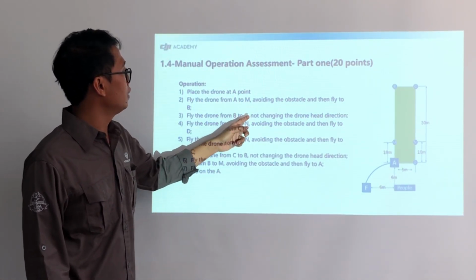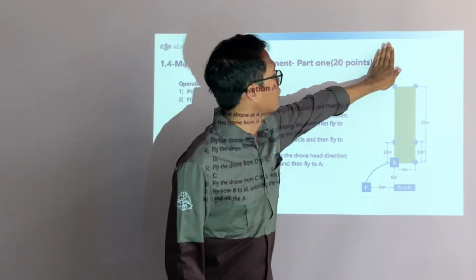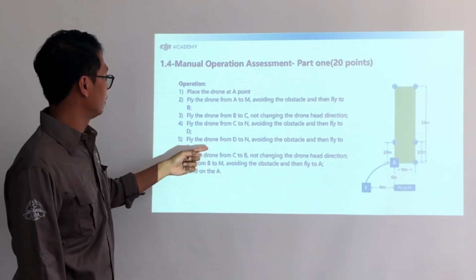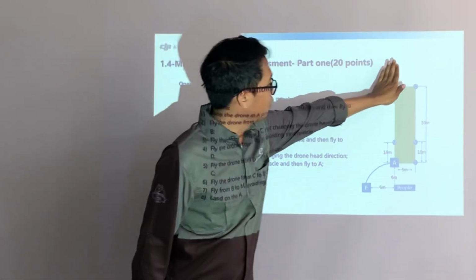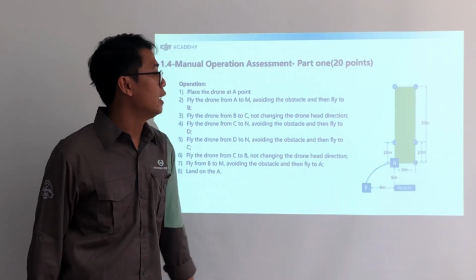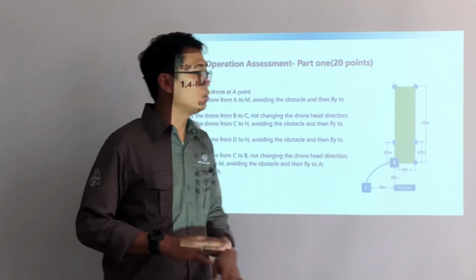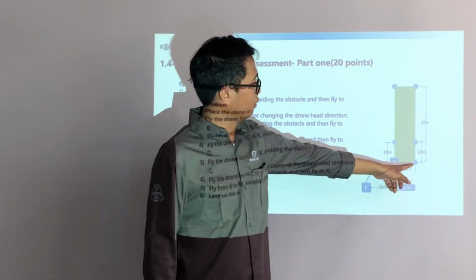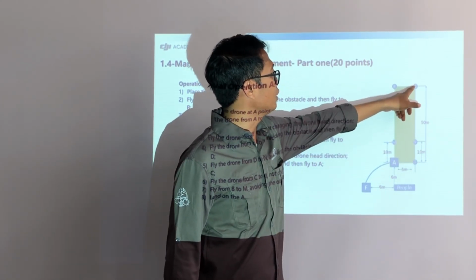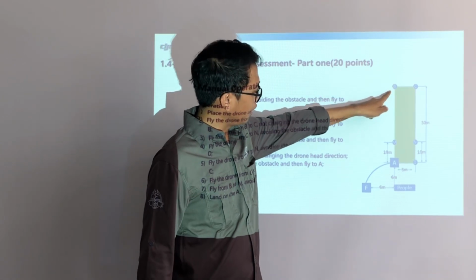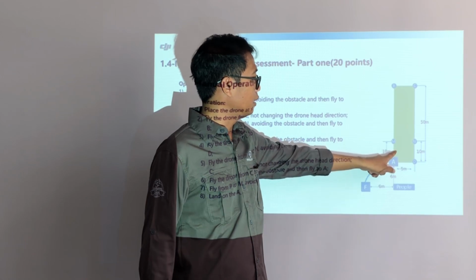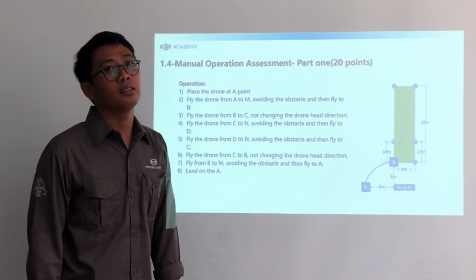fly the drone from B to C, not changing the drone head direction. B to C, like this the drone, and then going to the N. From D to N, avoiding the obstacle, we go backwards, avoid the obstacle in here, and going to D point. And then after in the point, we no need to land the drone, we go back to N as an obstacle and avoid it, going to C, back to B, and go back to the M point as obstacle, avoiding it, and go back to A and land it on A.